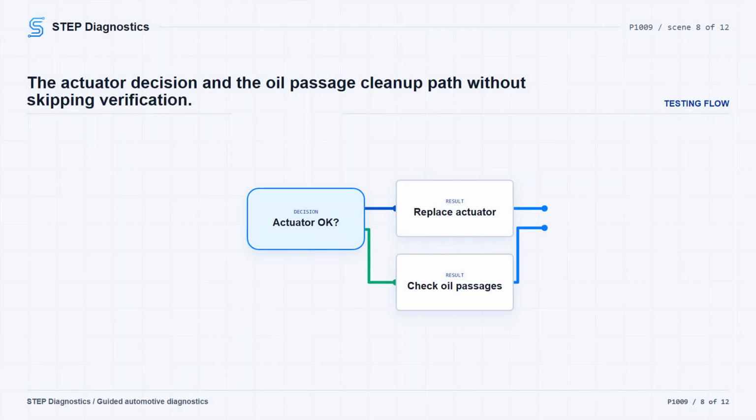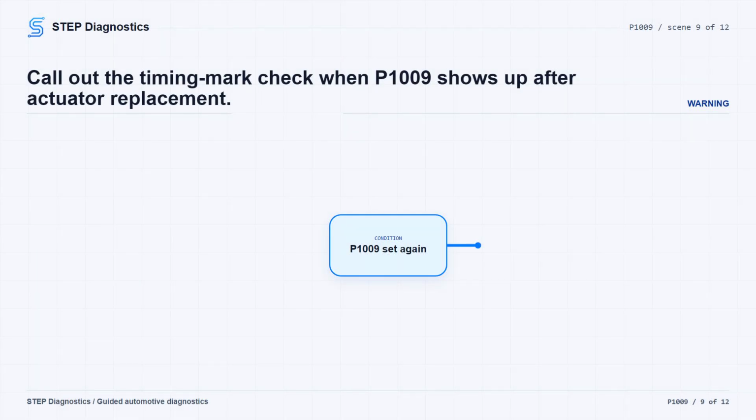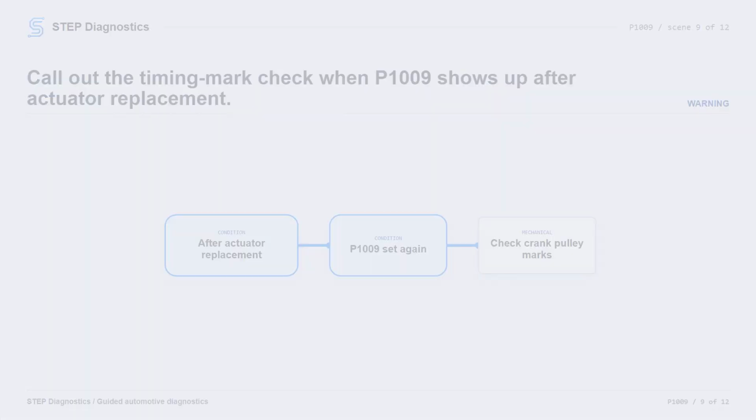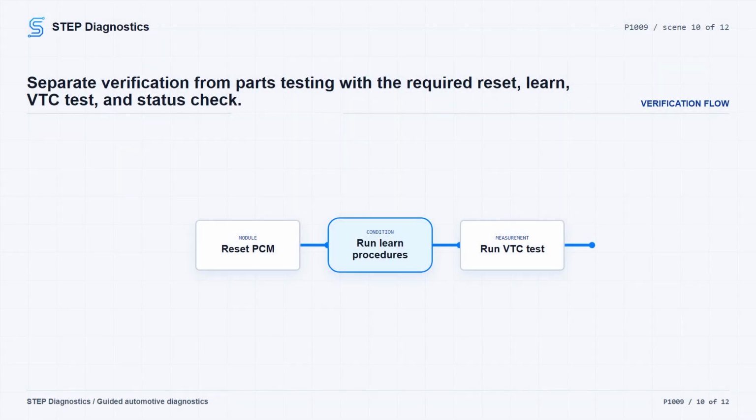After the solenoid valve checks okay, inspect the VTC actuator. If the actuator is okay, check the VTC system oil passages and clean them if needed, then go to repair verification. If the actuator is not okay, replace the VTC actuator, then go to repair verification. One extra caution: if P1009 set after a VTC actuator replacement, verify that the correct timing marks on the crank pulley were used. Keep verification separate from the component checks.